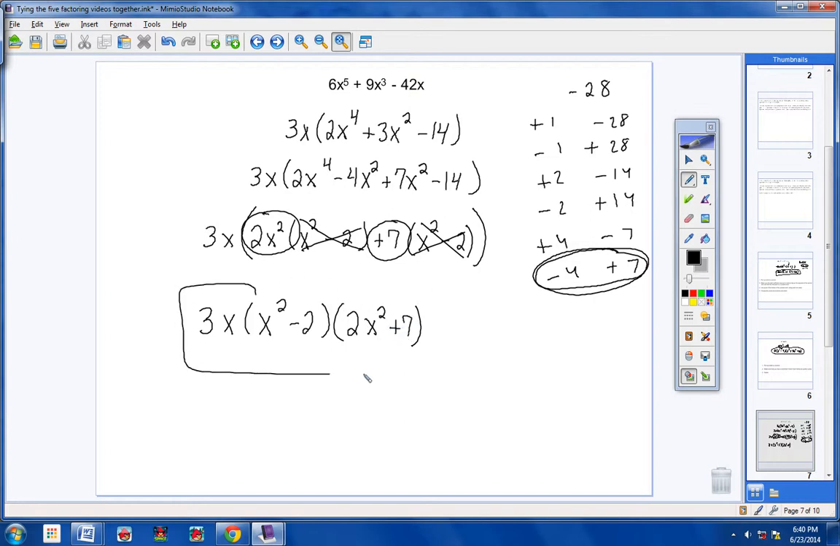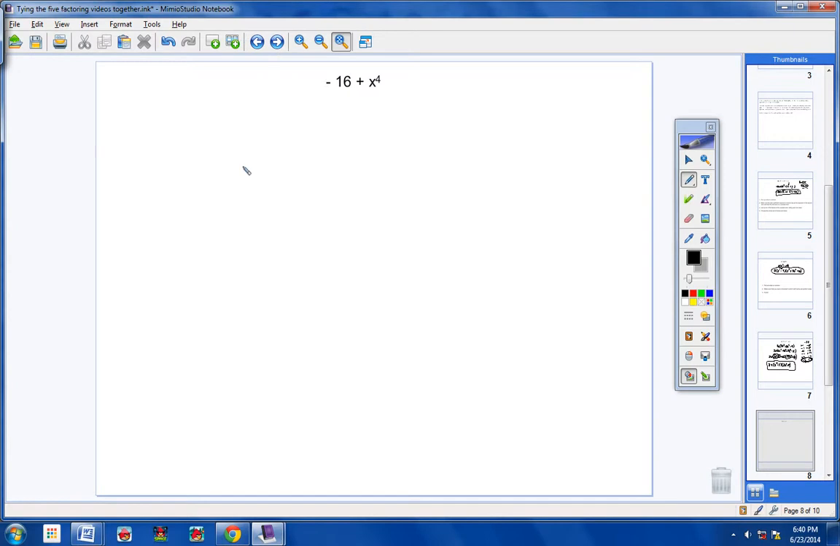Students, you really should be able to do this very quickly now, okay? You need to be very, very familiar with factoring trinomials that do not have a lead coefficient of 1. Okay, let's continue on to another problem.